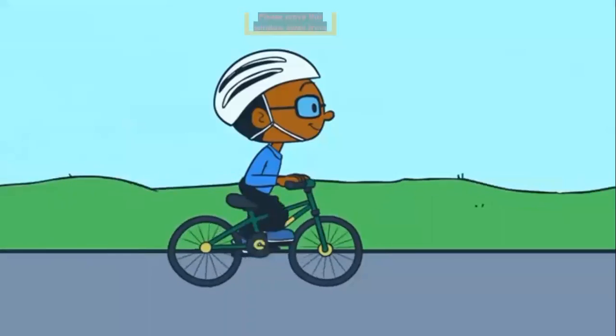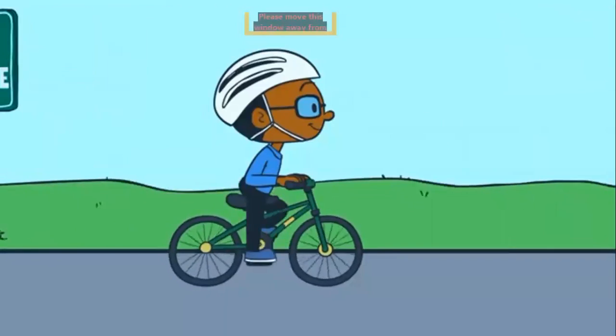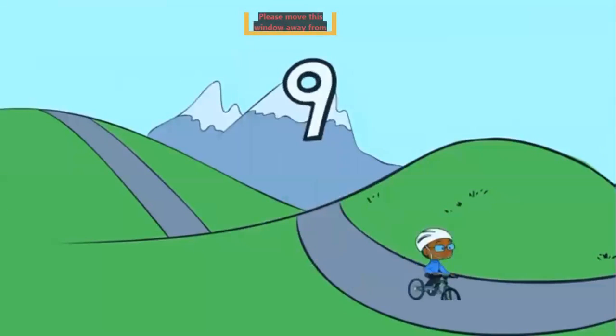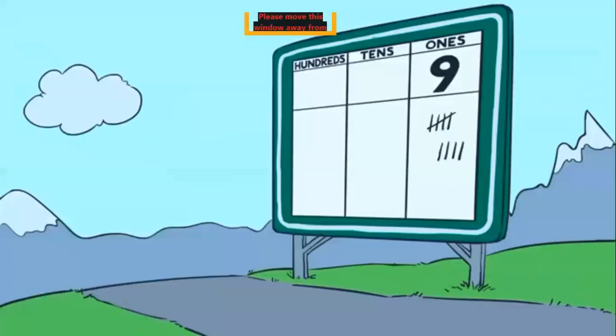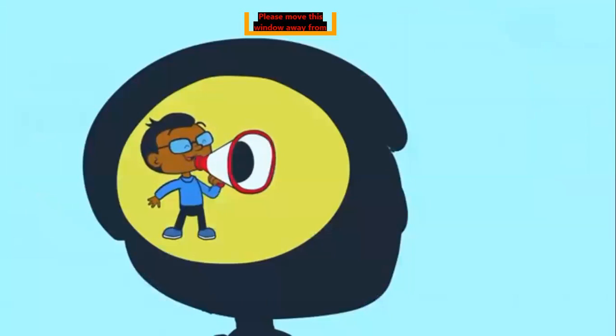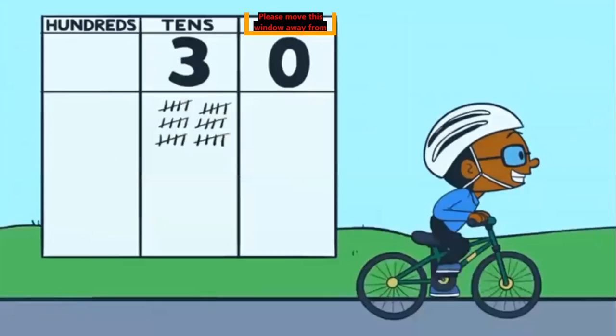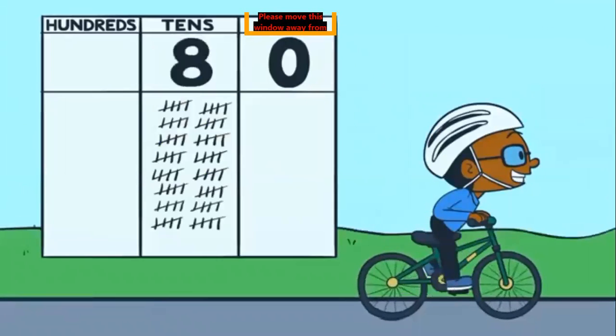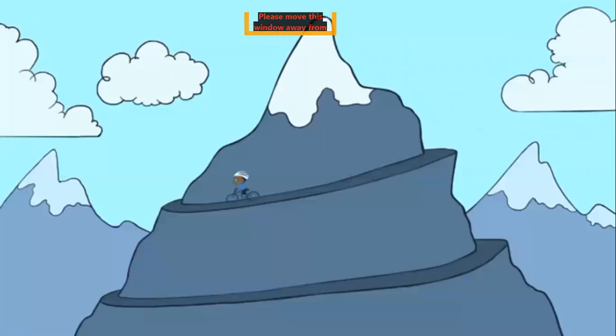I rode my bike 1 whole mile, then 2, 3, 4, 5, 6, 7, 8, 9, and in a little while, another mile made one group of 10. A little voice inside my head said, keep going, I know you can. 20, 30, 40, 50, 60, 70, 80, 90. I never knew I had so many miles inside me.